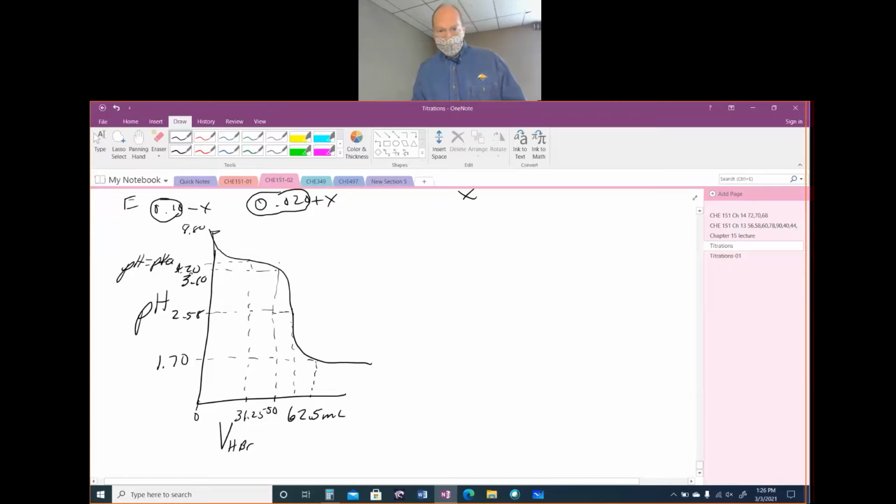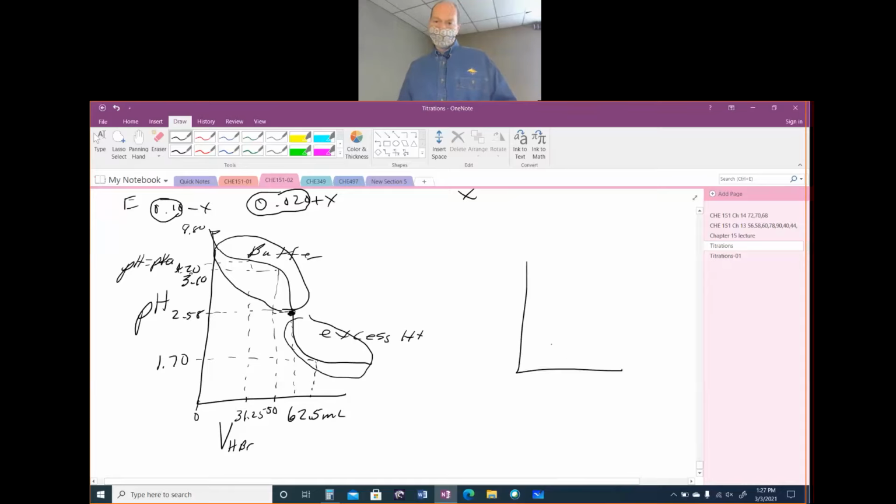All right, so again, as you're adding your HBr, the pH is going down. Also remember, here is your equivalence point. Everything from the equivalence point to the initial, not at the equivalence point, not at the initial, but everything in between is a buffer. And then all of this is excess H plus.